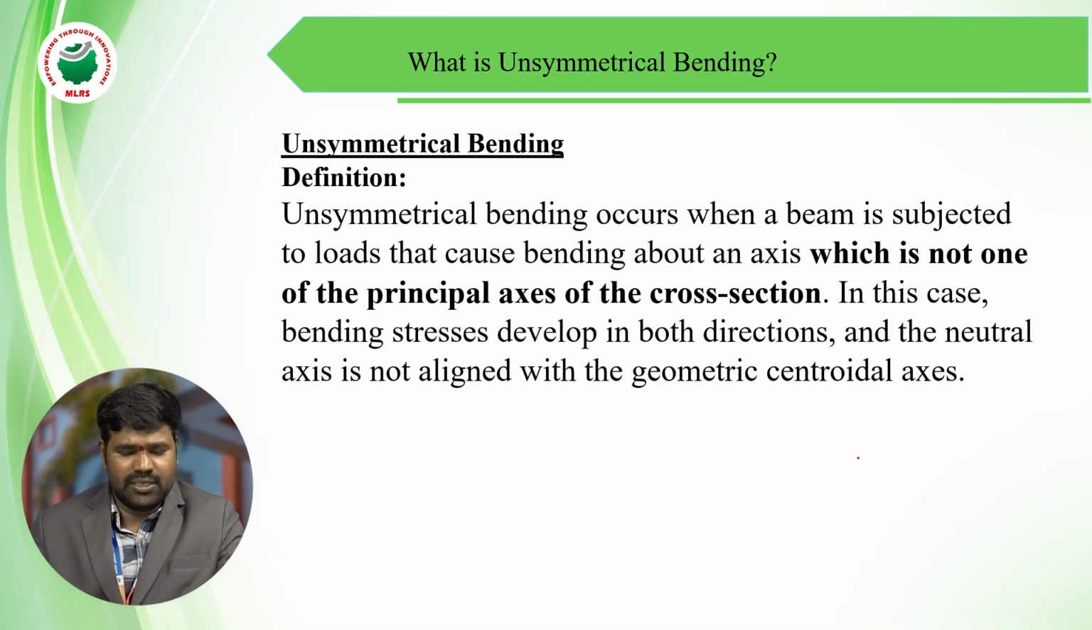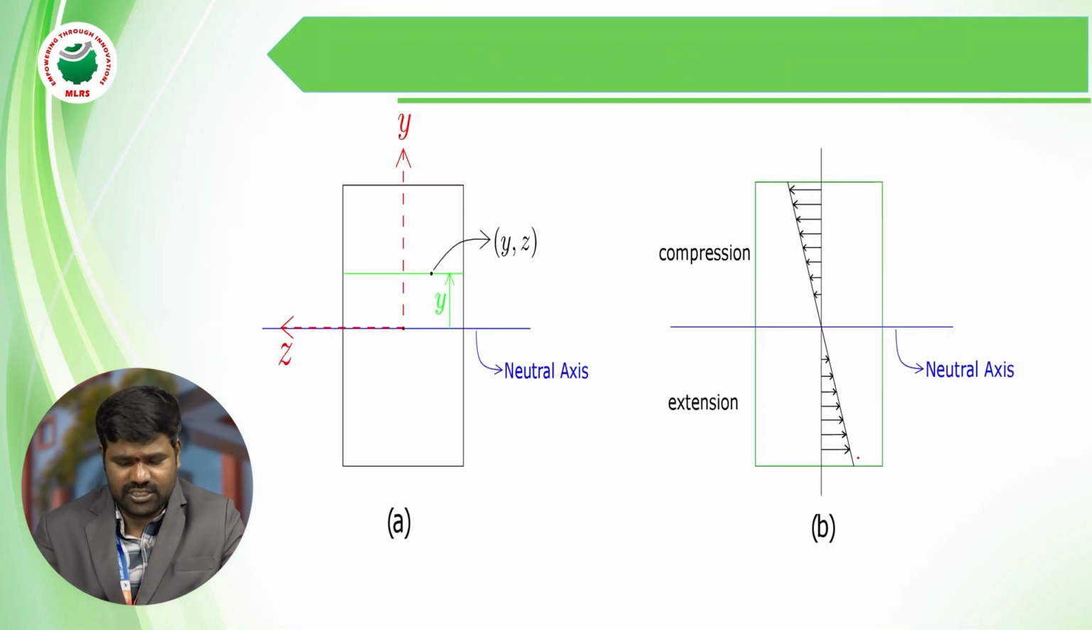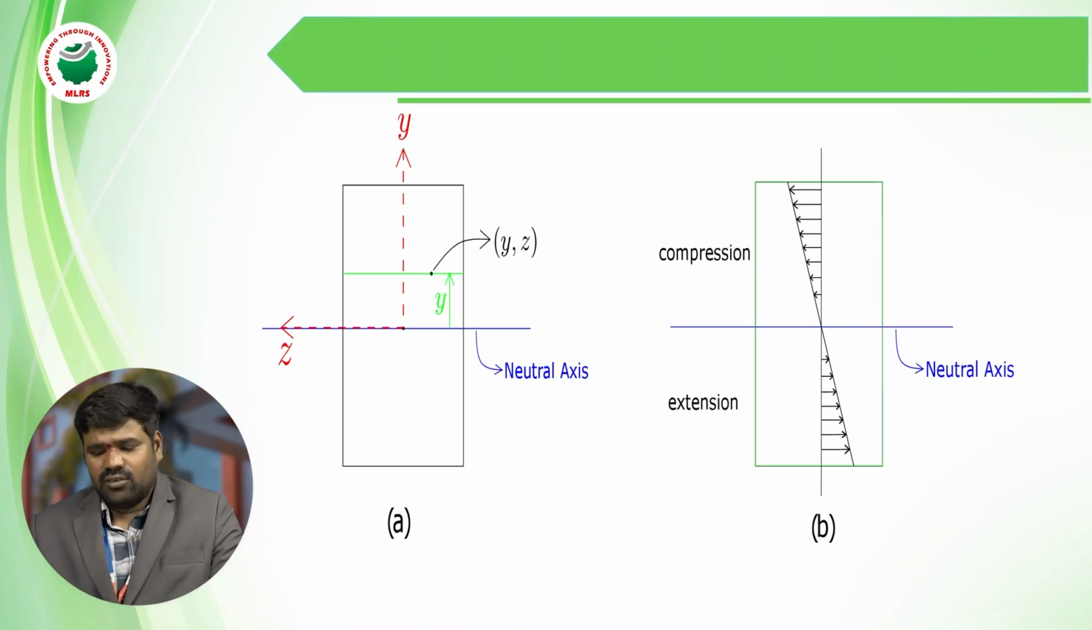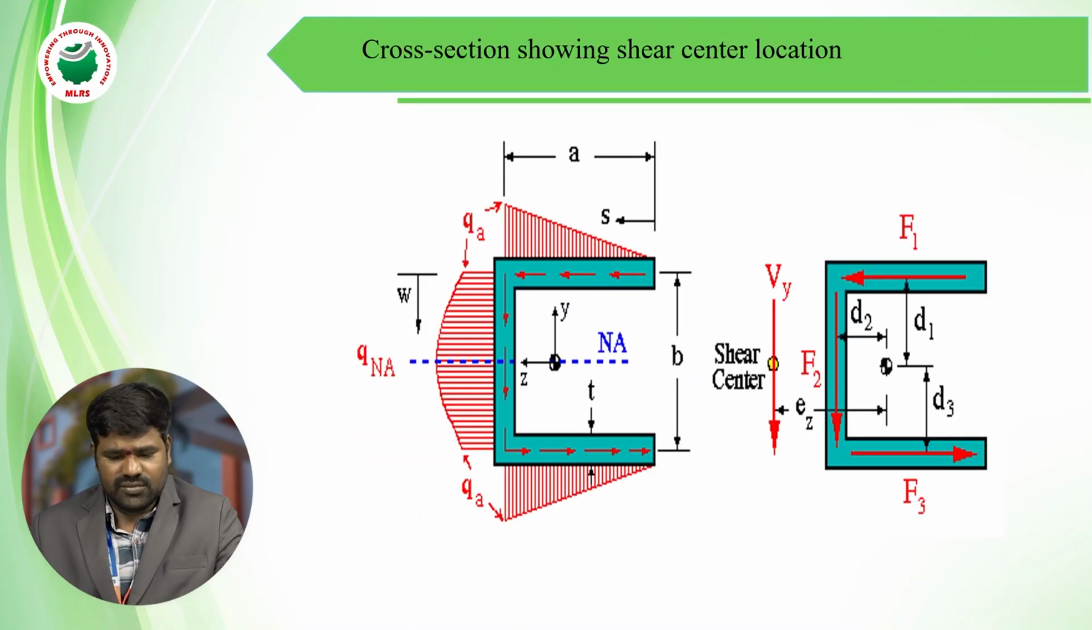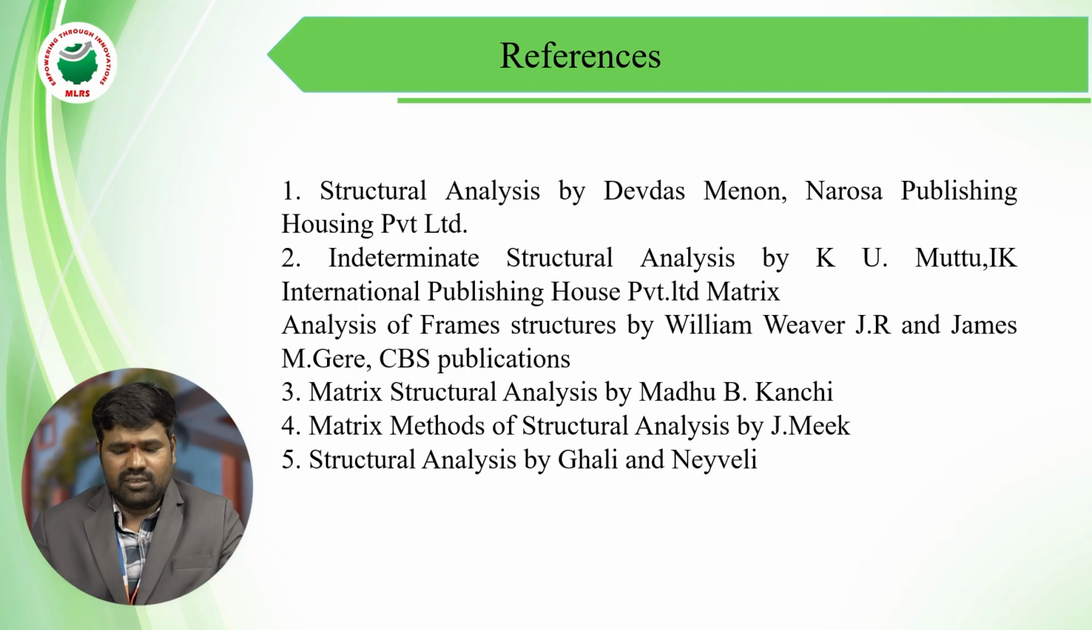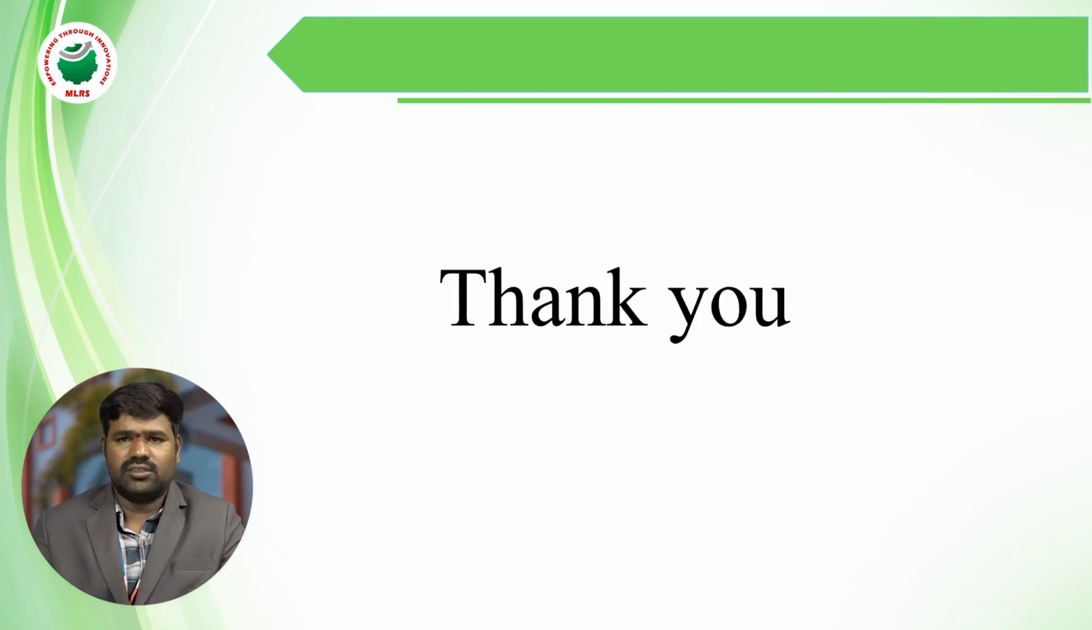What is unsymmetrical bending? Unsymmetrical bending definition, already we are discussing. This is called neutral axis at center, neutral axis, and y axis and x axis, cross section and shear center location. NA means neutral axis. These are the reference. Thank you.